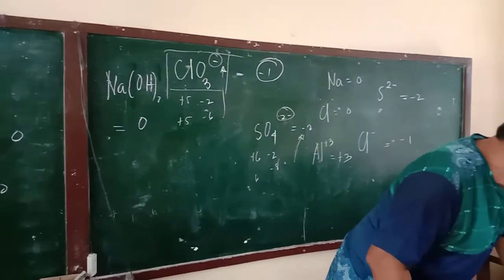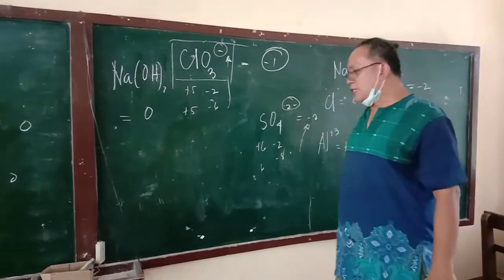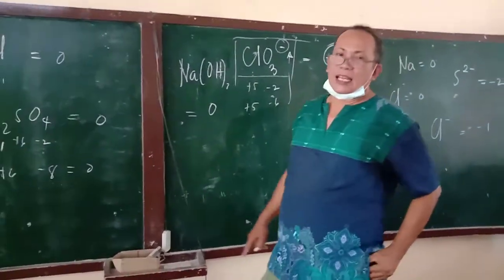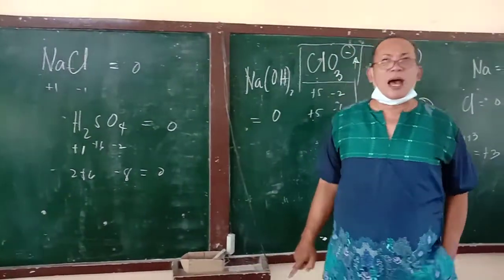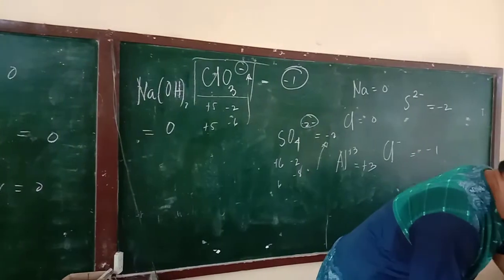Which elements have specific rules? Not all elements have specific rules. Oxygen is usually negative 2. Fluorine is always negative 1. Hydrogen is either positive 1 or negative 1.